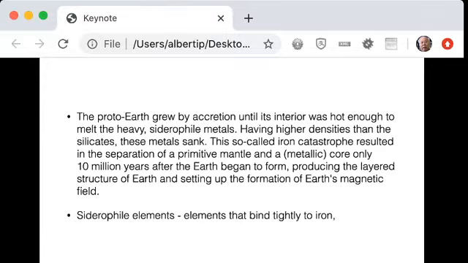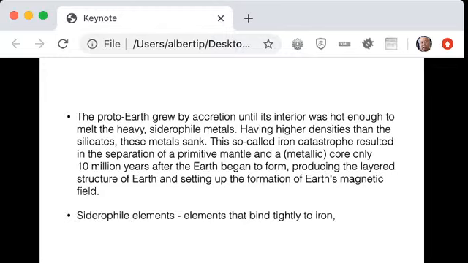siderophile metals. What it means is elements which will bind to iron. Most of the elements which can bind to iron will be among the more abundant elements on Earth. They will cling together, and as they are denser, they will tend to sink in the middle. The so-called iron catastrophe resulted in a separation of the primitive mantle and the iron core, and then the iron core began to form in around 10 million years, producing our current structure.